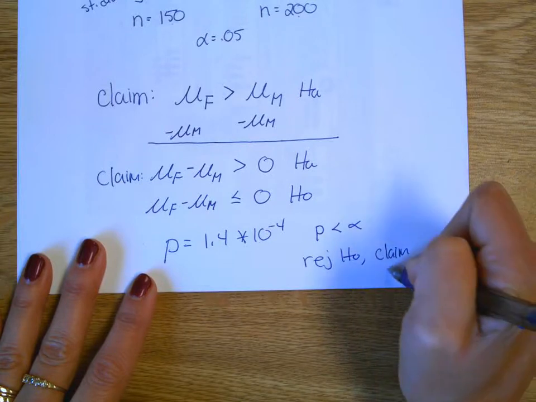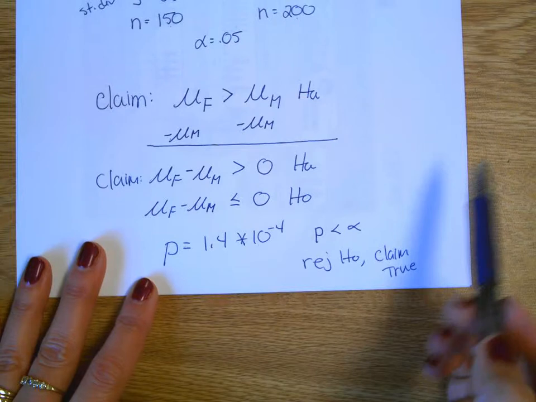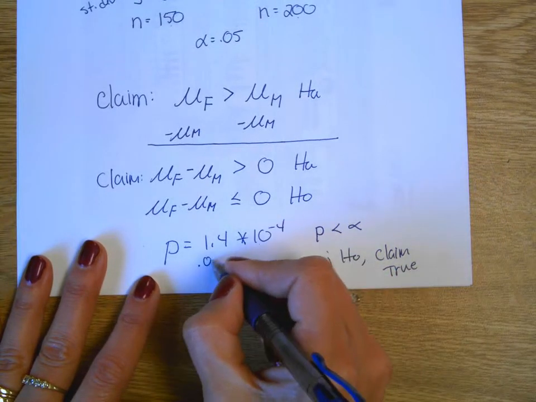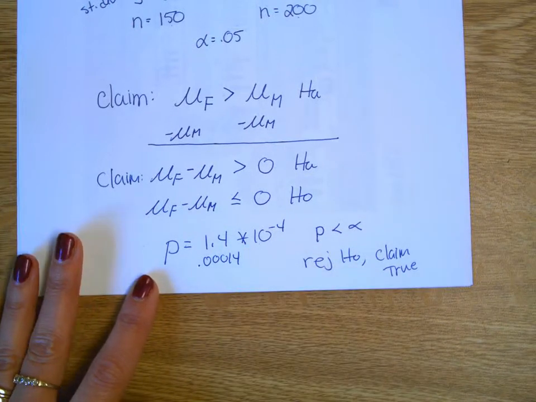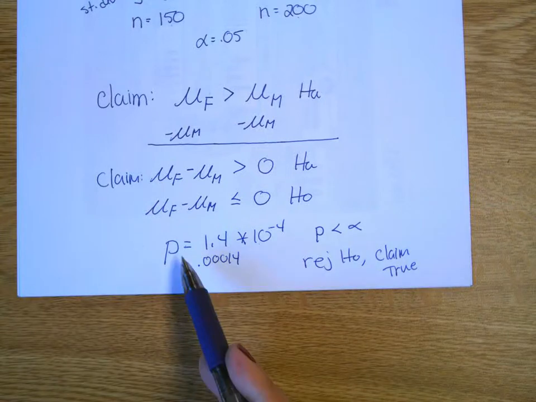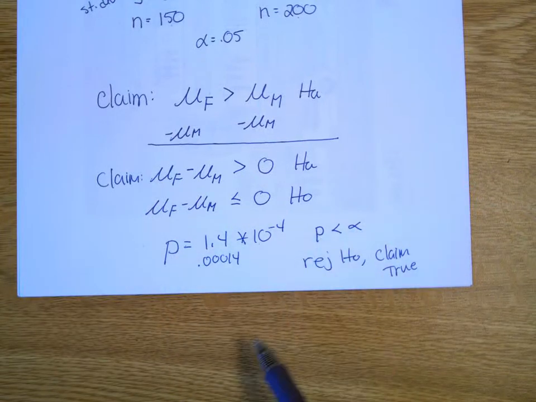Wait, how is it bigger? Because it's 0.5. This is 0.00014. Oh, okay, times 10 to the negative fourth. Oh, now I understand. Okay, do you want to tell me the probability rule? Because I don't think I wrote it down from last chapter and I got really confused. Oh, the p? Yeah. If p is smaller than alpha, it's reject. If p is bigger than alpha, you fail to reject.